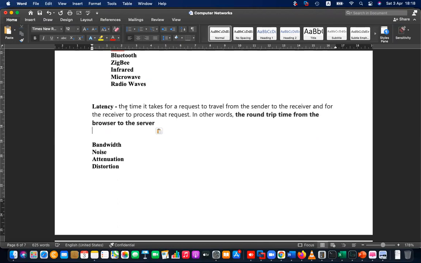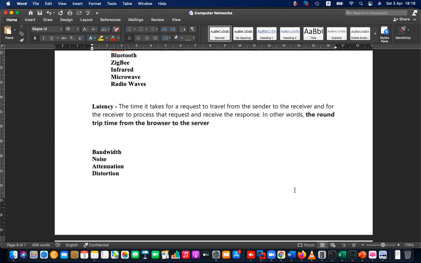Latency: the time it takes for a request to travel from the sender to the receiver, for the receiver to process that request and give the response, and for the sender to receive the response. In other words, you can say the round trip time from the browser to the server. Round trip time is both directions. So that image is very important.